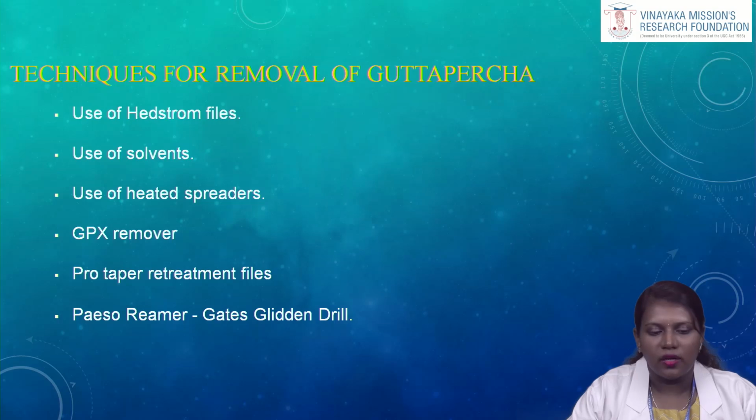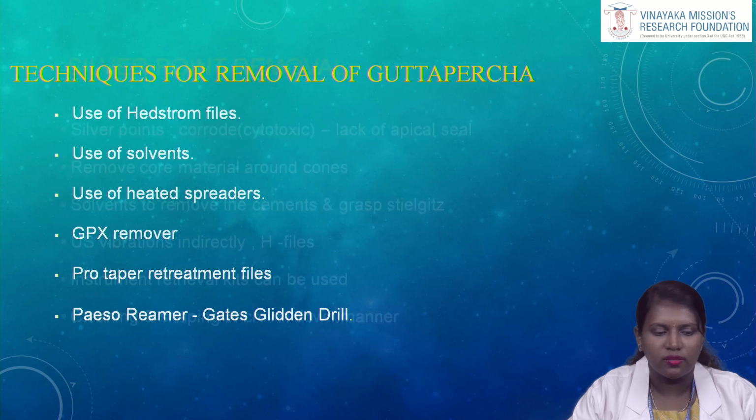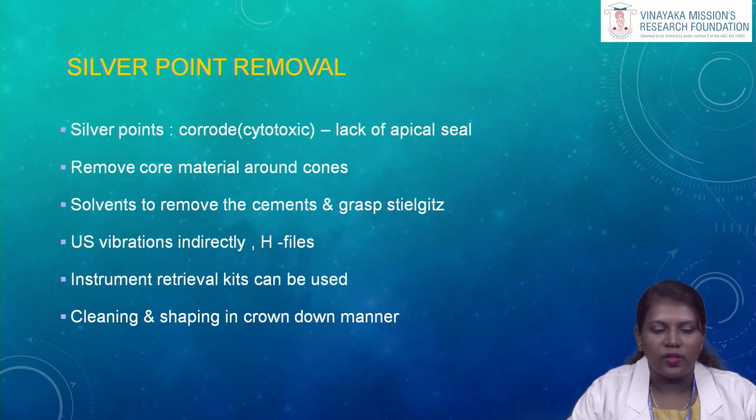Techniques to remove gutta-percha. We can use H files, solvents, heated spreaders, GPX remover, ProTaper, pre-treatment files, piezo reamers, GG drills. Next one is silver point removal.